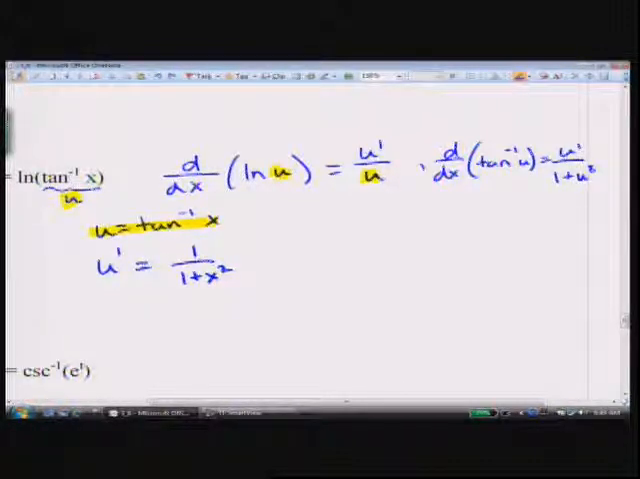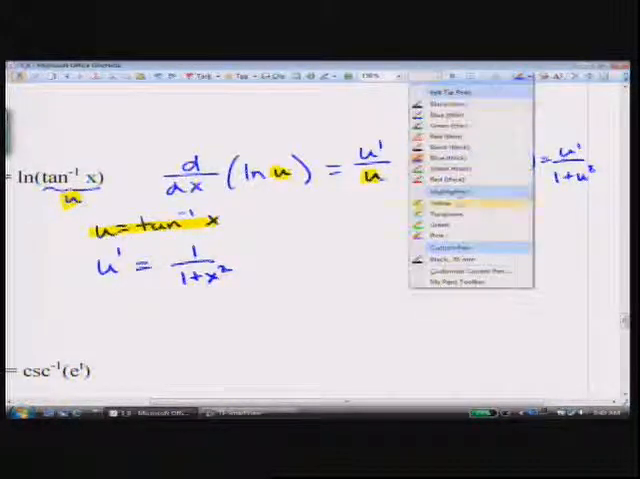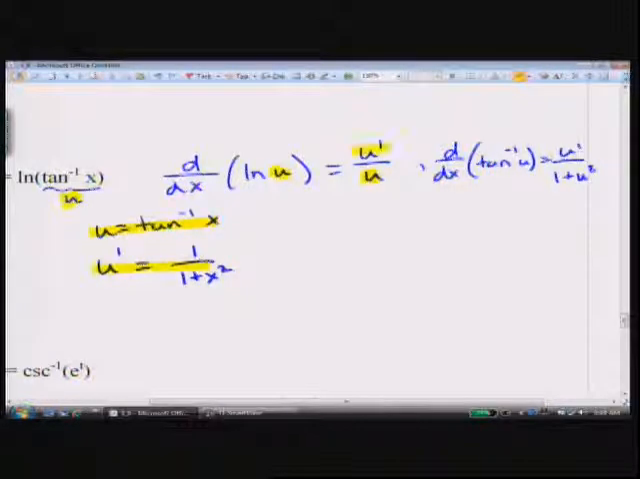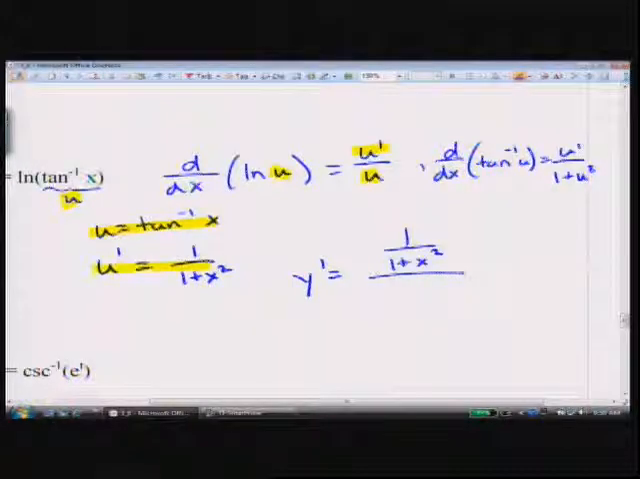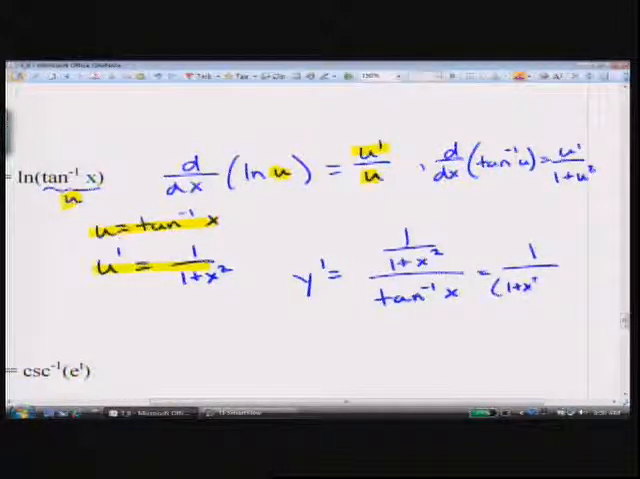Okay, so we're going to plug this u prime in there. The u is going to go in there. And you're going to be done. So you're going to have y prime is going to be u prime, which is 1 over 1 plus x squared, over u, which was inverse tan of x. So this is 1 over, you could write this as, 1 plus x squared times the inverse tan of x.